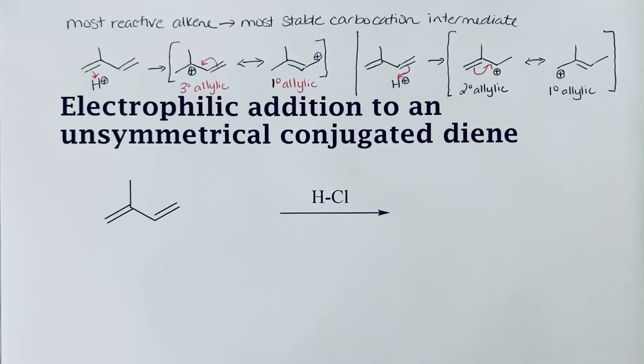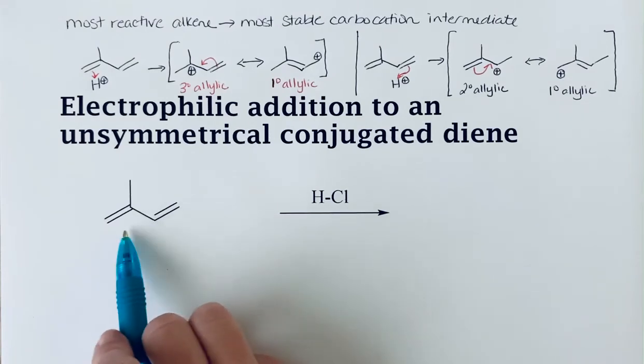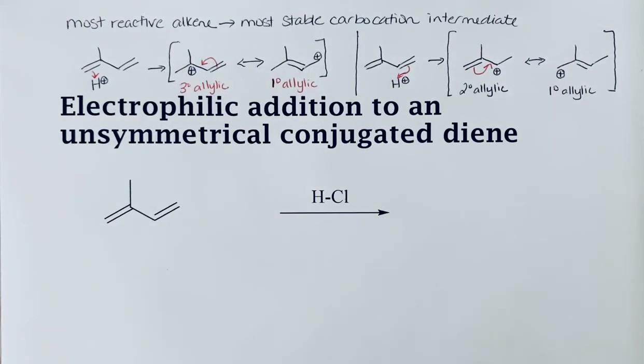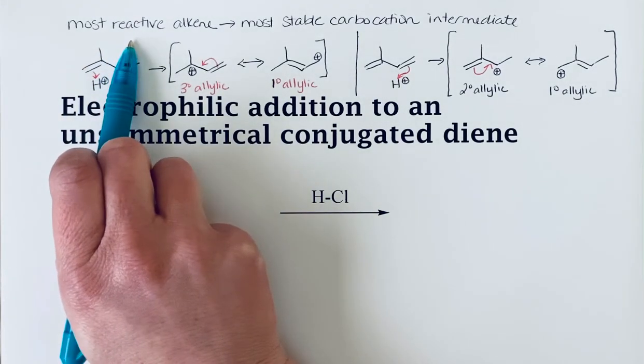The electrophilic addition to an unsymmetrical conjugated diene. So if we're going to do an addition to a diene like this example one that is unsymmetrical, the first thing that we need to do is look at these two alkenes and determine which one of those two alkenes is going to be the most reactive alkene.